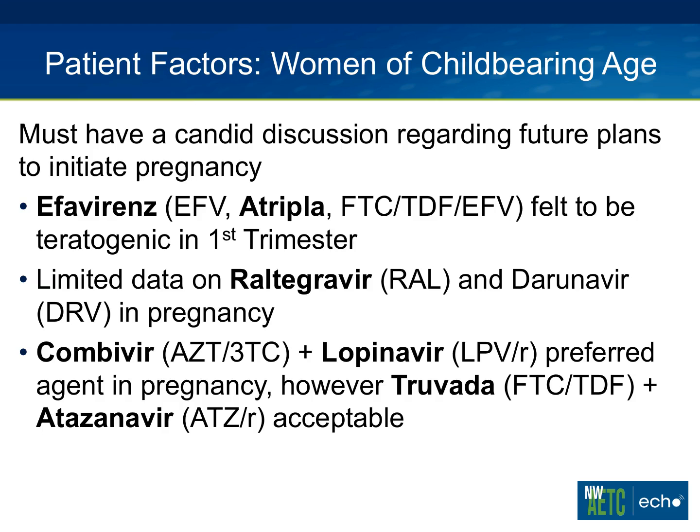I think it's important to consider women of childbearing age, not only because they may become pregnant, but also because efavirenz is the main concern here, being teratogenic in the first trimester. There is more limited data on Raltegravir and Darunavir in pregnancy, and as I alluded to earlier, Combivir and lopinavir are actually the preferred agents in pregnancy. However, they're kind of antiquated at this time.